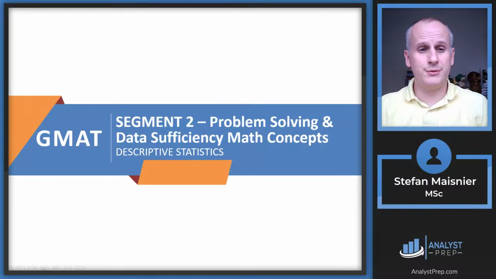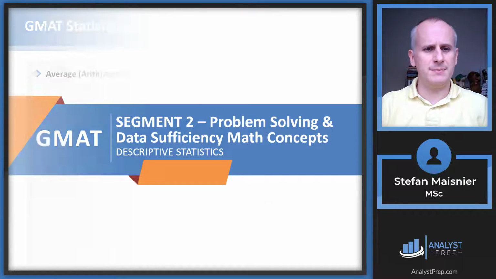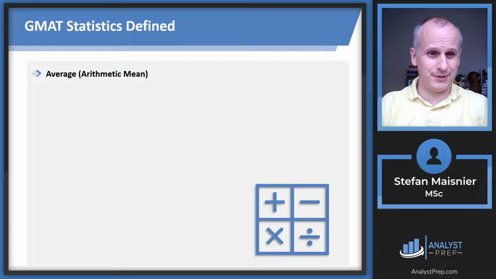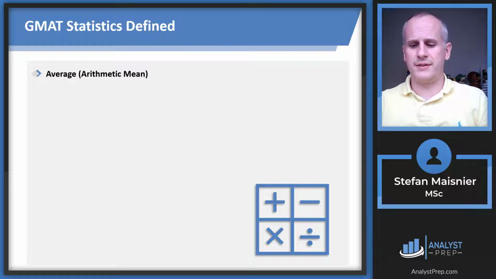Hello, and welcome to this lesson on a limited topic within the GMAT quantitative section, descriptive statistics. So let's begin by just considering the simplest of all descriptive statistics, an average or arithmetic mean. You'll see the terms used interchangeably on this exam.